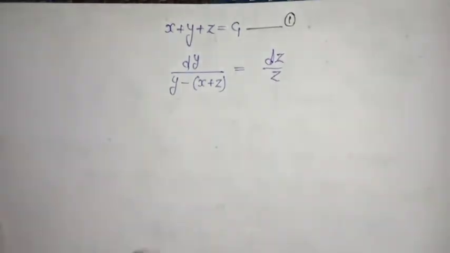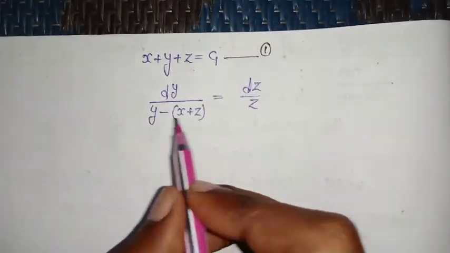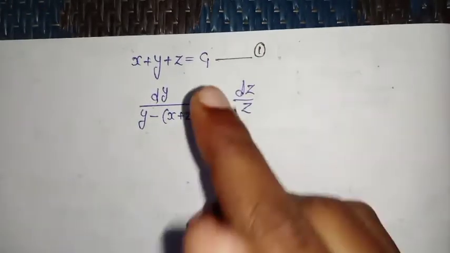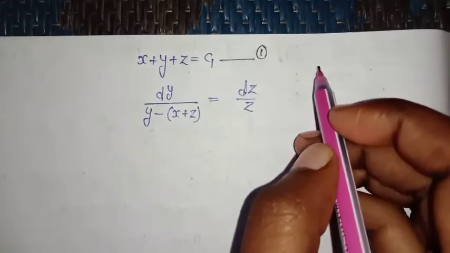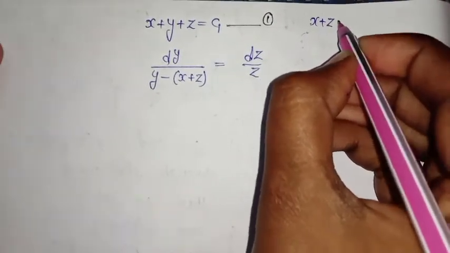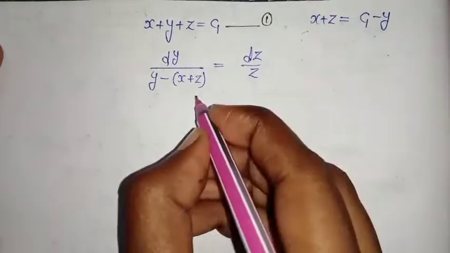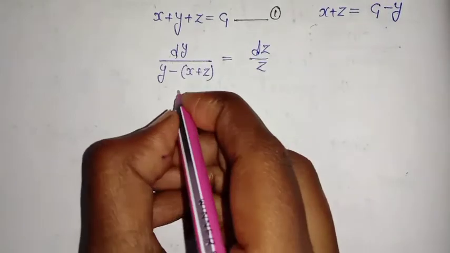If we take these two ratios, it is a little tough to solve this type of equation, so we will use our equation number 1. How can we write x plus z using this equation? x plus z can be written as c1 minus y. So I will use this over here.